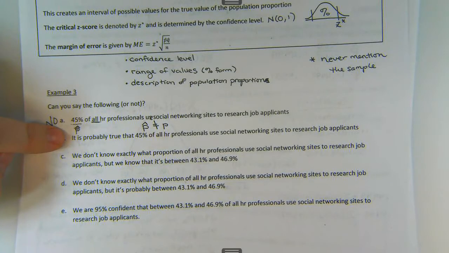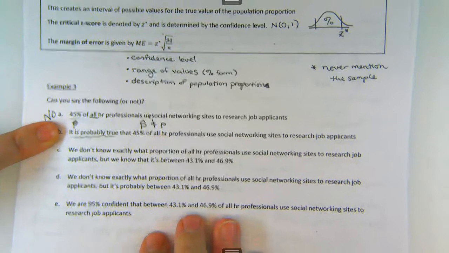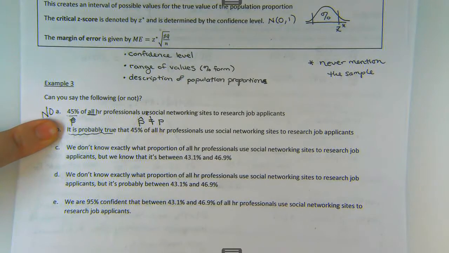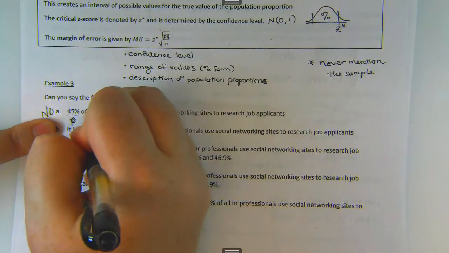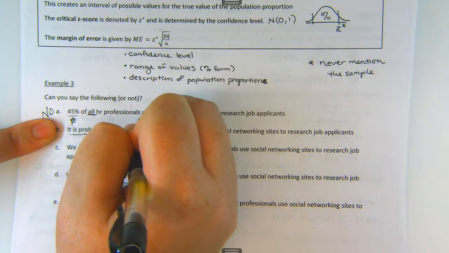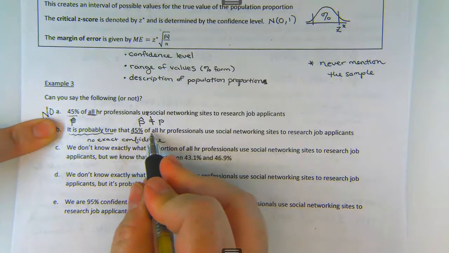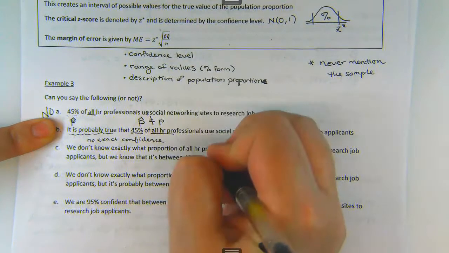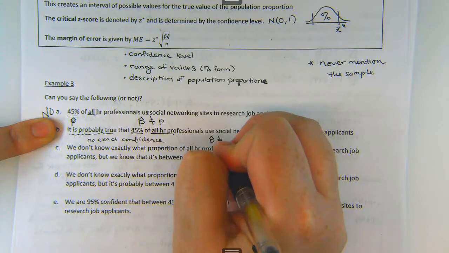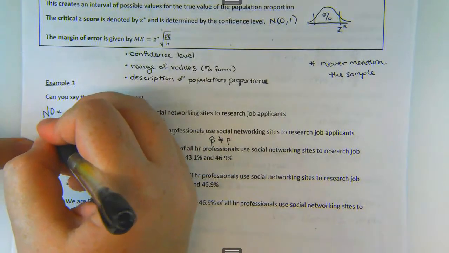Next: it is probably true that 45% of all HR professionals. Saying it is probably true starts to kind of get at the idea of a confidence level, but it's vague. There's no exact confidence here. We don't know how confident they are. And then they're doing it again where they take that sample proportion and say it is the population proportion, which we can never do. So this is also no good.